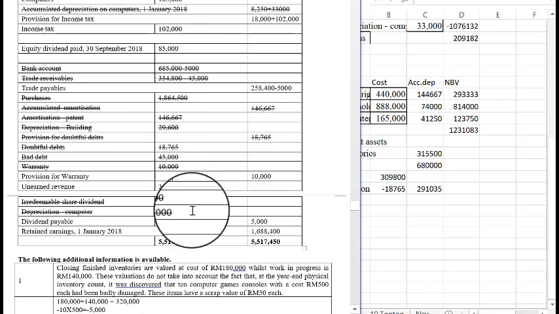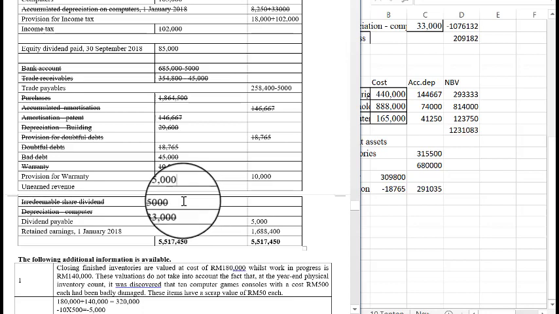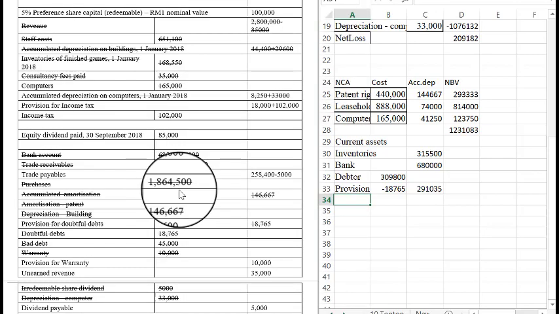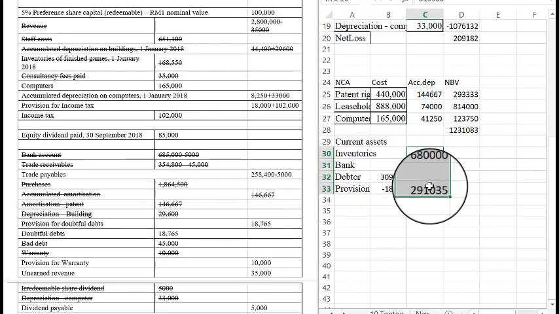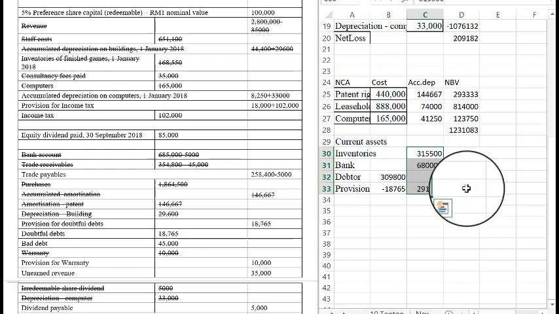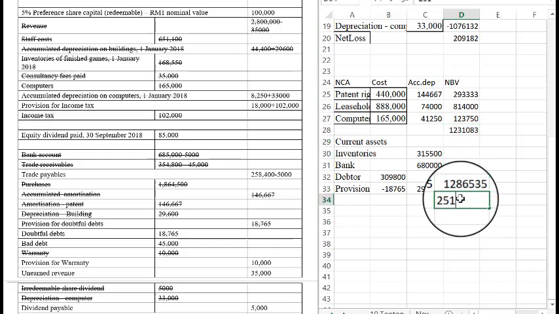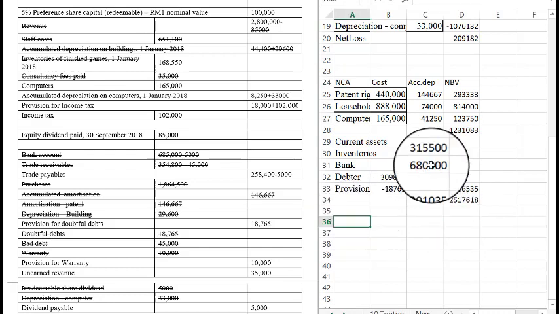Now, unearned revenue. Okay, now that's all for your current asset. You will have 1, 2, 8, 6, 5, 3, 4. So in total, you have 2517618. Okay. Now then we go for your equity.